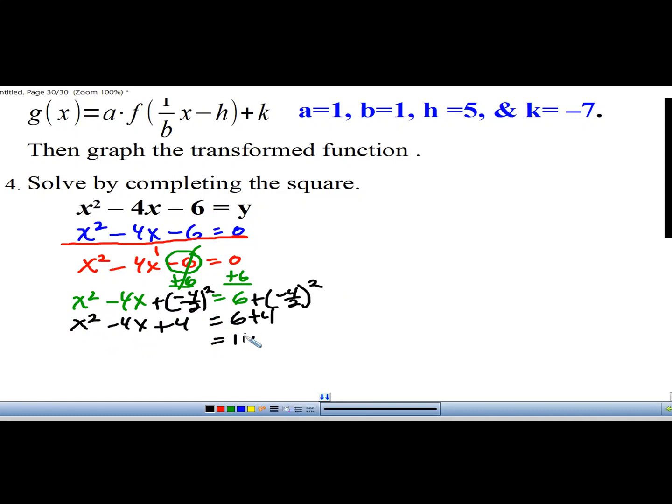What is 6 plus 4? 10. X squared minus 4x plus 4.